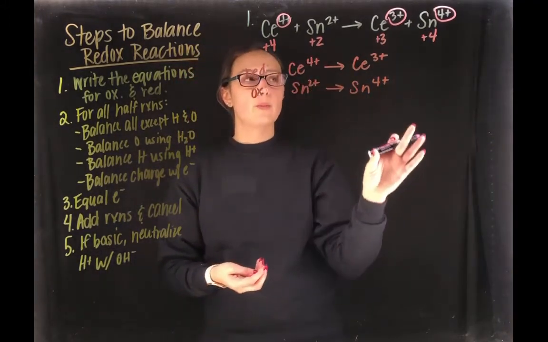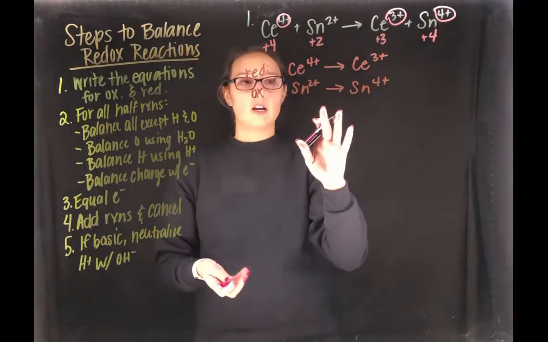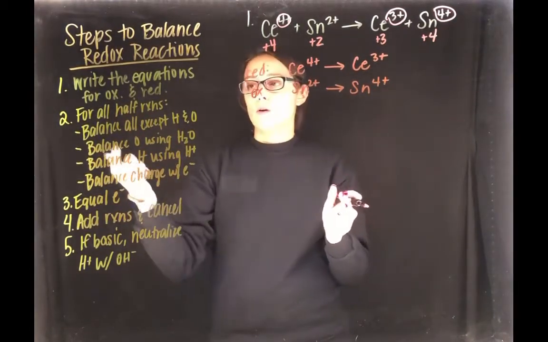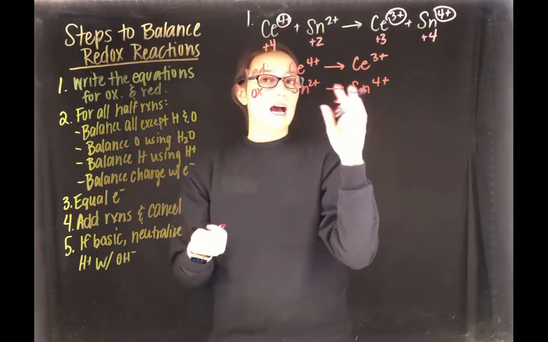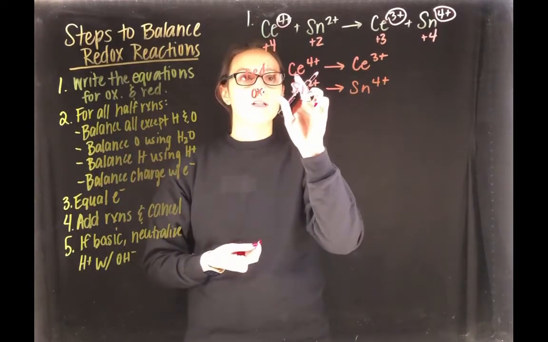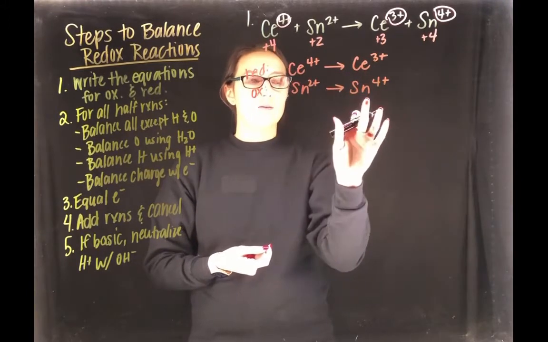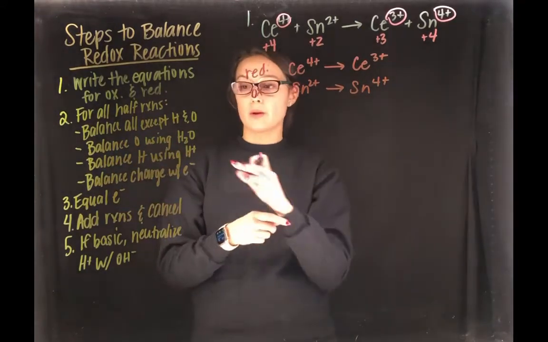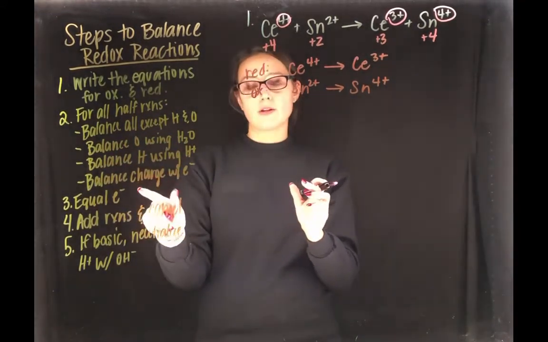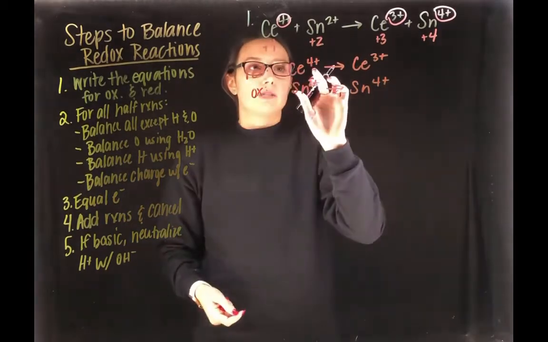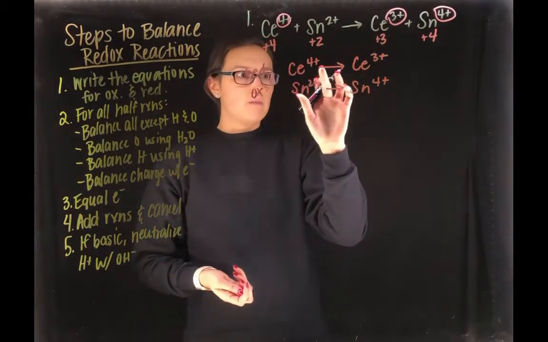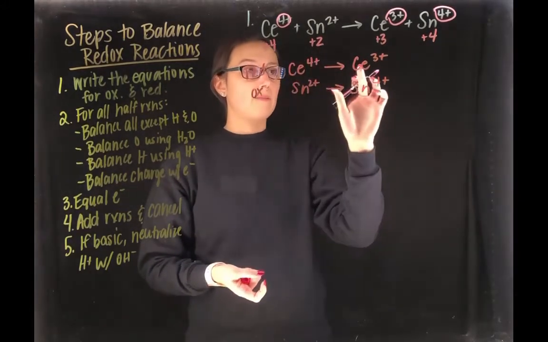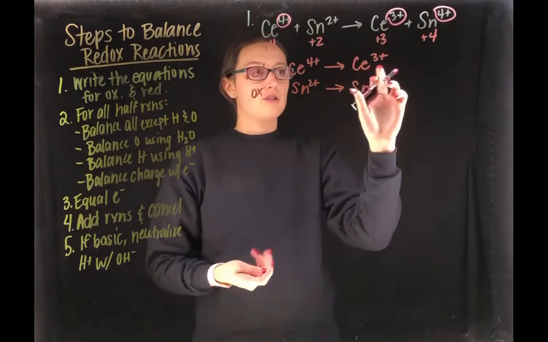Once we have it split apart into the reduction half reaction and the oxidation half reaction, then we can go through these steps for balancing. We're going to start by balancing all of the atoms except for H and O. Here we have 1 Ce, 1 Ce, 1 Sn, 1 Sn, so that's already balanced. We have no O's, no H's, so we don't have to worry about that at all, which means now we look at balancing charge. In the reduction half reaction, we have Ce4+. On the reactant side, we have a total charge of +4. On the product side, we have a total charge of +3.